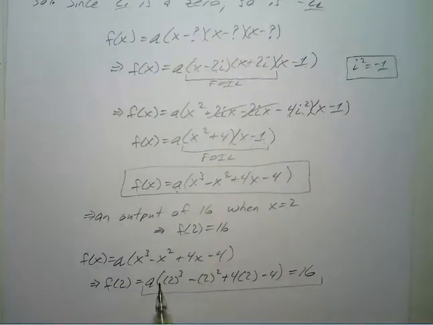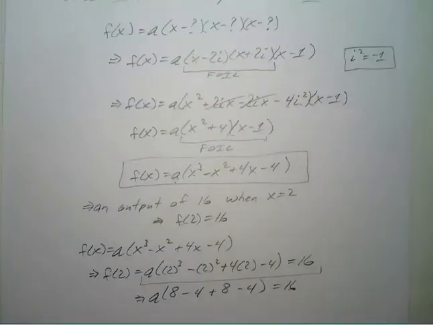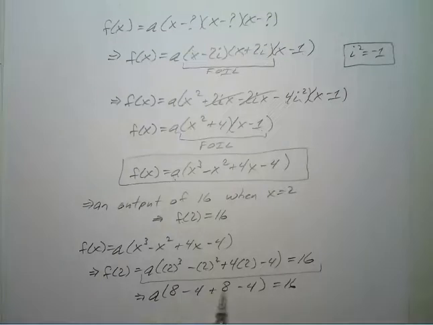Okay, so 2 to the third power is 8. So that's a times 8 minus 2 squared, which is 4, plus 8 minus 4 is equal to 16. Okay, so this is 16 minus 8, which is 8. So we know that a times 8 is equal to 16. Divide both sides by 8. We have a is equal to 2.